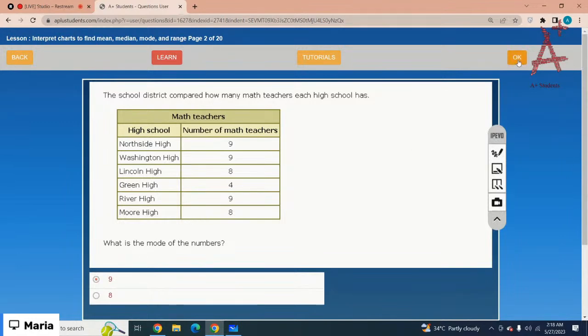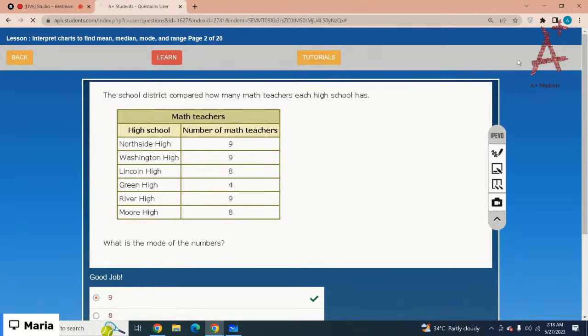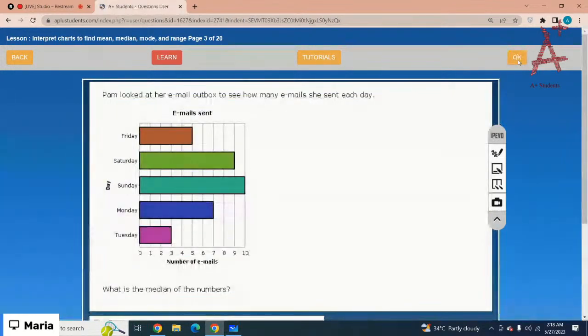Sorry, I forgot to select the correct option. Okay, Pam looked at her email outbox to see how many emails she sent each day. What is the median of the numbers? So you have to calculate the median of the data. So how do you calculate the median? Median is the middle number of the data. So basically you have to arrange the numbers from least to greatest, and then you have to look for the median.